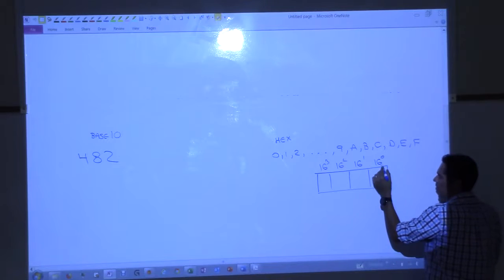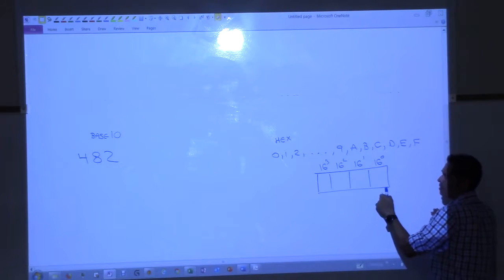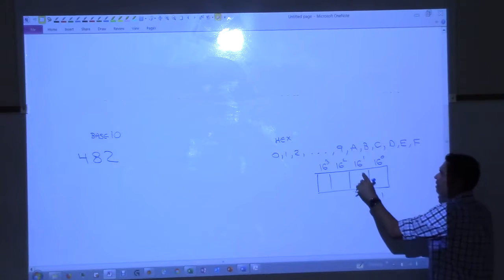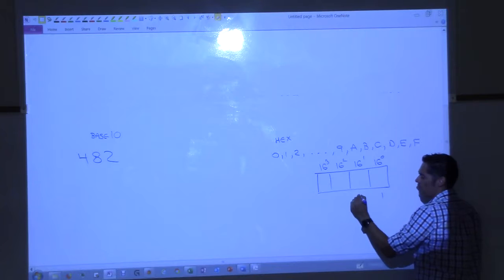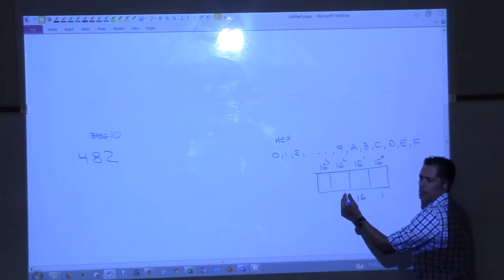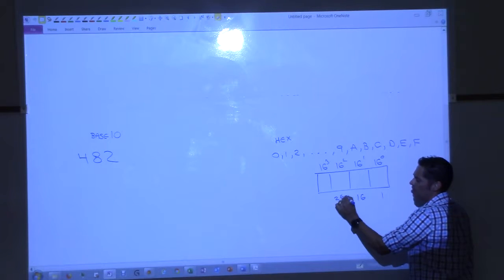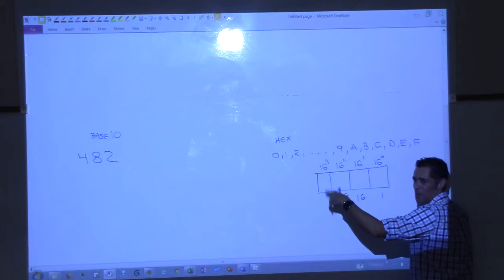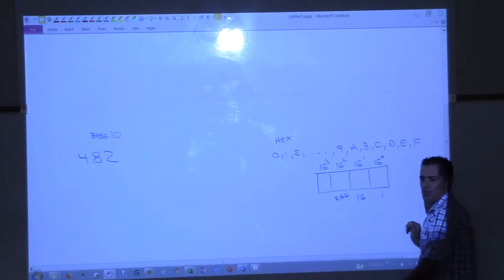I might need a calculator for this, but 16 to the 0 is really a 1. So this digit represents how many ones I have. This right here is 16 to the first power, so this is how many 16s I have. And then what's 16 squared? 256, that's how many 256s I have. And then 16 cubed, whatever, it's 4096. Yeah, it's a huge number, right?